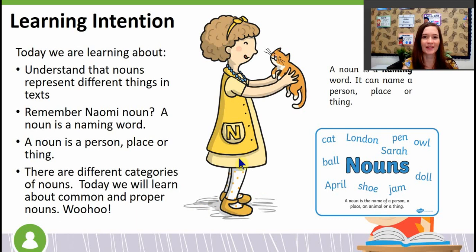So a noun is a person, place, or thing. Well done. So there are different categories of nouns. So today we're going to learn about common and proper nouns. Woohoo! So here's a little picture here to jog your memory about what a noun is. So here's some examples: cat, ball, April, shoe, jam. So the name of a person, a place, an animal, or a thing.